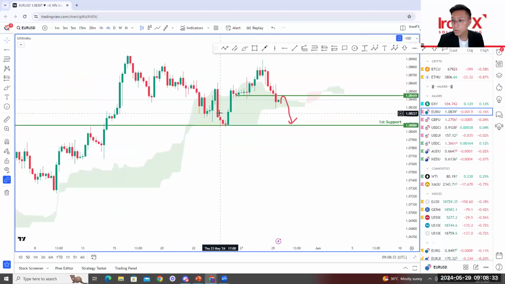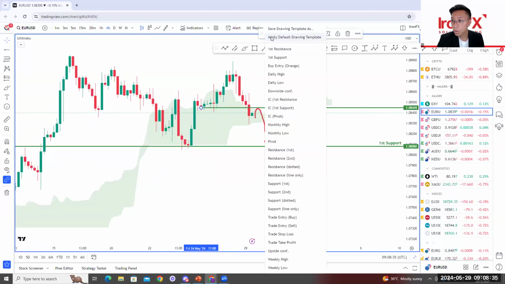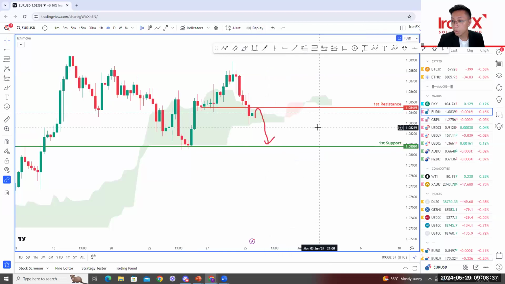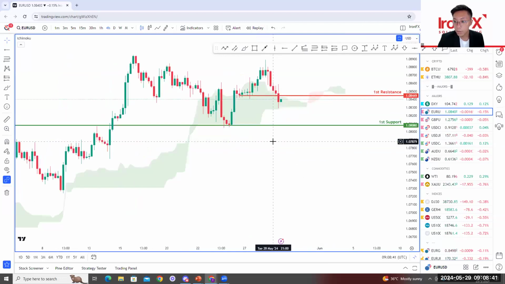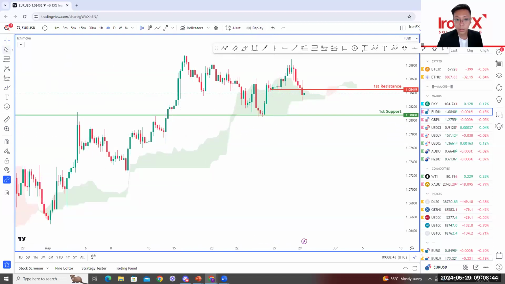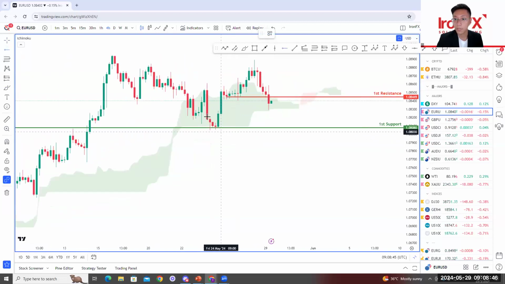So this is generally your two, wait, let me just plot it out. So this is your first support and your first resistance. Then what's next? You'll start to mark out your second support and second resistance.